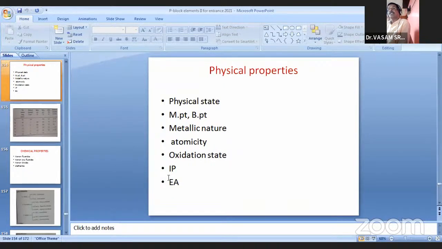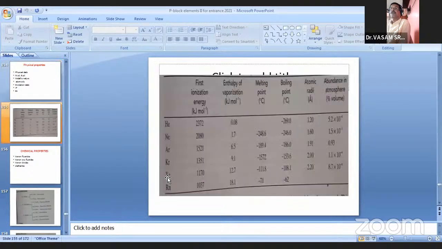So monoatomic state: He, Ne, and Ar, they are single atoms, they are stable. Metallic character: all are non-metals. And physical state: all are gases. These are all the physical properties.